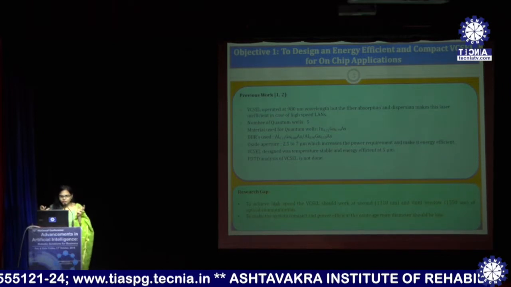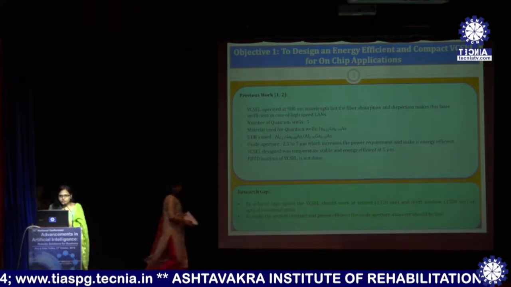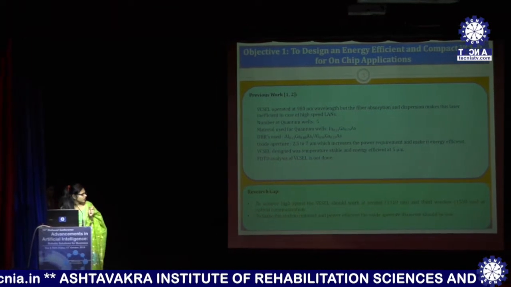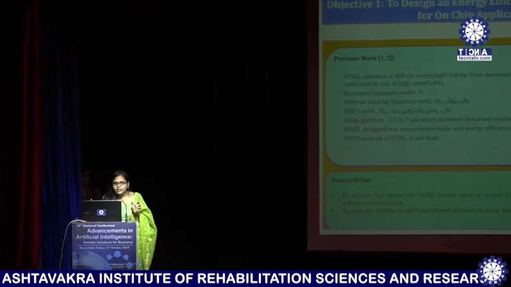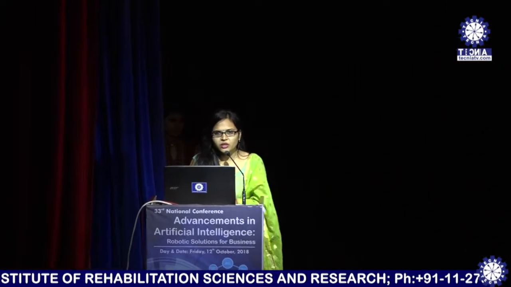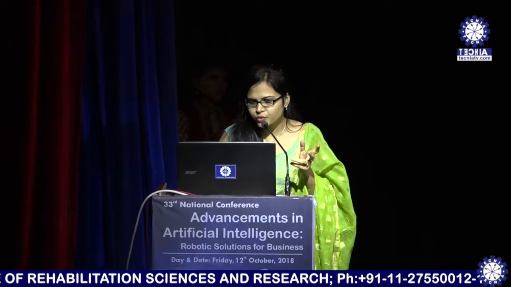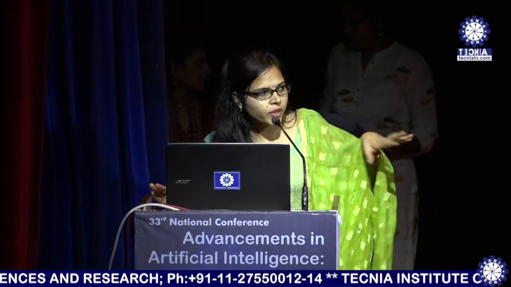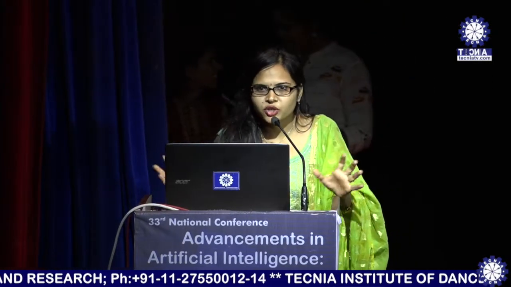I have also taken the papers on which the researchers have worked on the wavelength part, which is 980 nanometer wavelength, having fiber absorption and dispersion, and a number of quantum wells. I will show you the structure, then you may get it. This is the structure of a vertical cavity surface emitting laser. You are seeing this as a very broad structure, but this is very small. I am showing you it because there are lower DBRs.